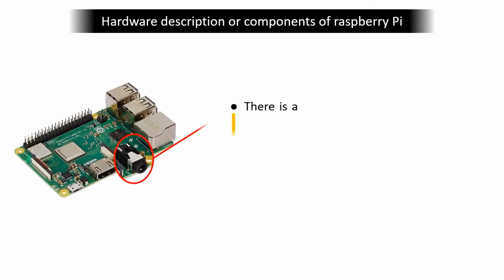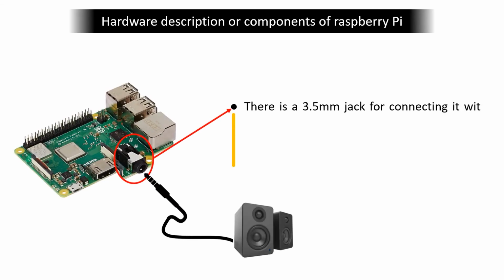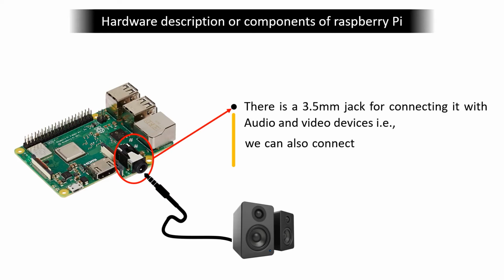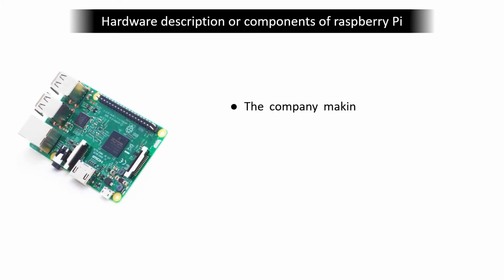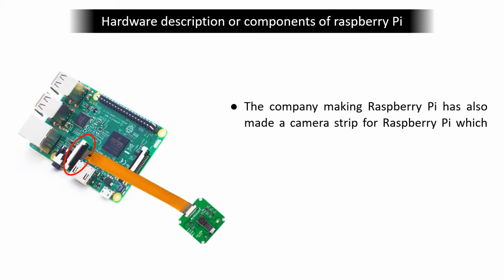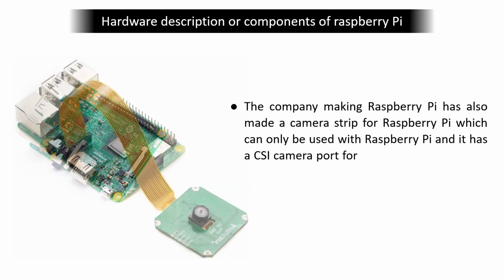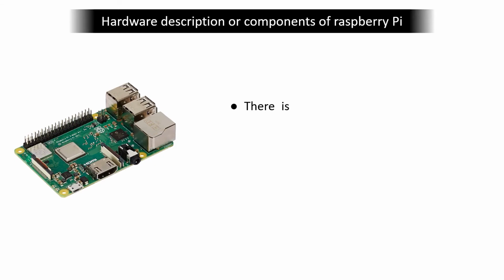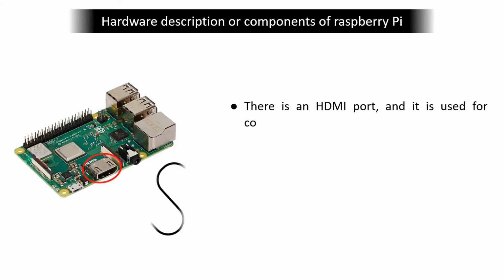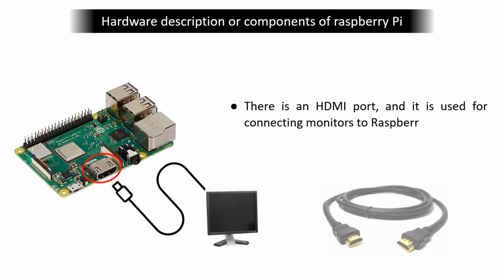There is a 3.5 mm jack for connecting it with audio and video devices. That is, we can also connect speakers with Raspberry Pi and play music. The company making Raspberry Pi has also made a camera strip for Raspberry Pi which can only be used with Raspberry Pi. And it has a CSI camera port for connecting that camera strip. There is an HDMI port and it is used for connecting monitors to Raspberry Pi.